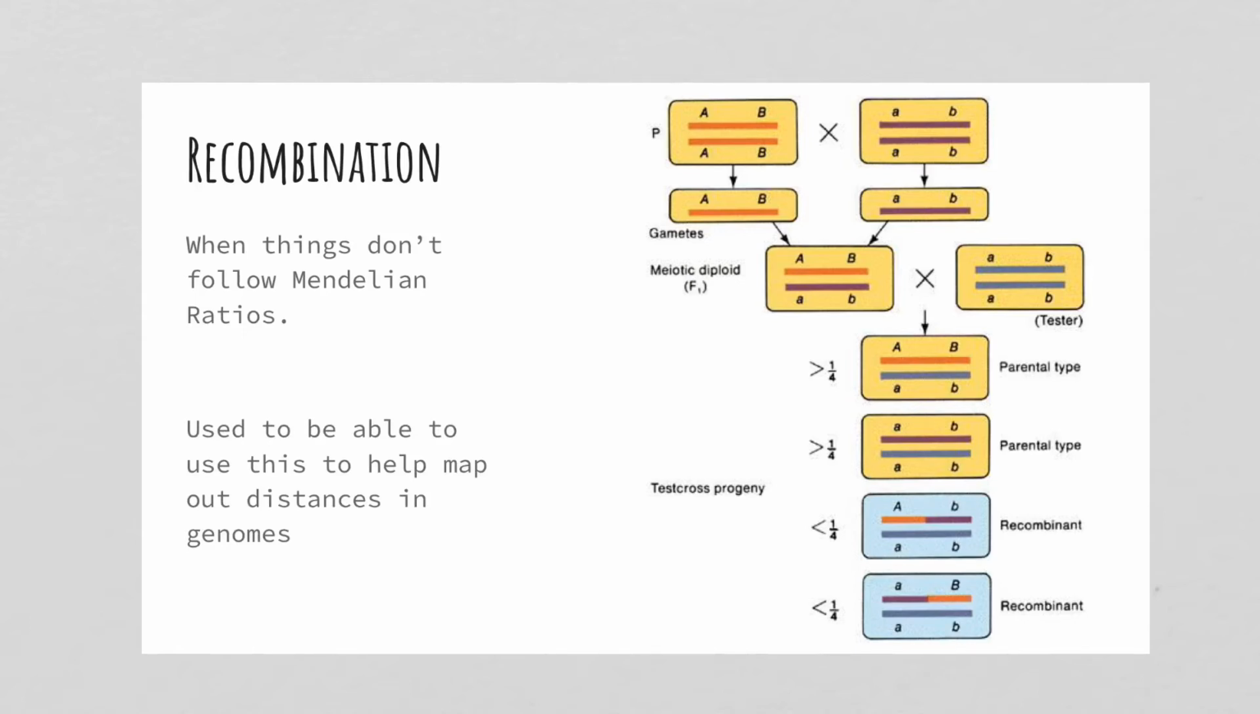So remember our homologous chromosomes. So here's our parents, right? And we have two genes we're looking at, big A, little a, right?